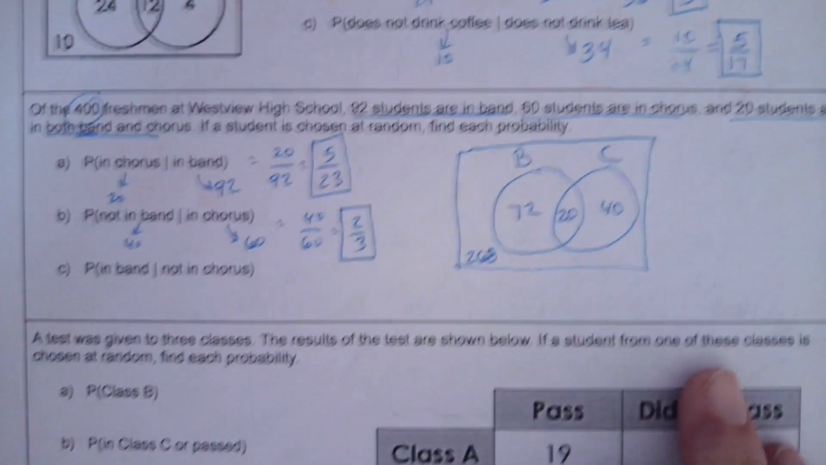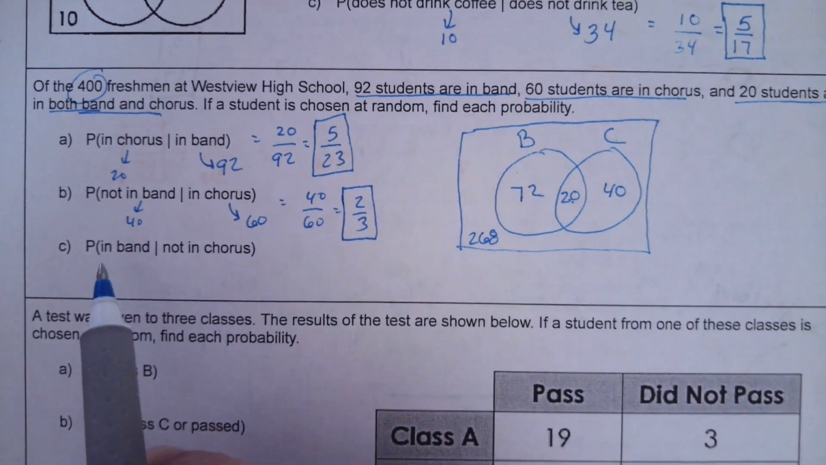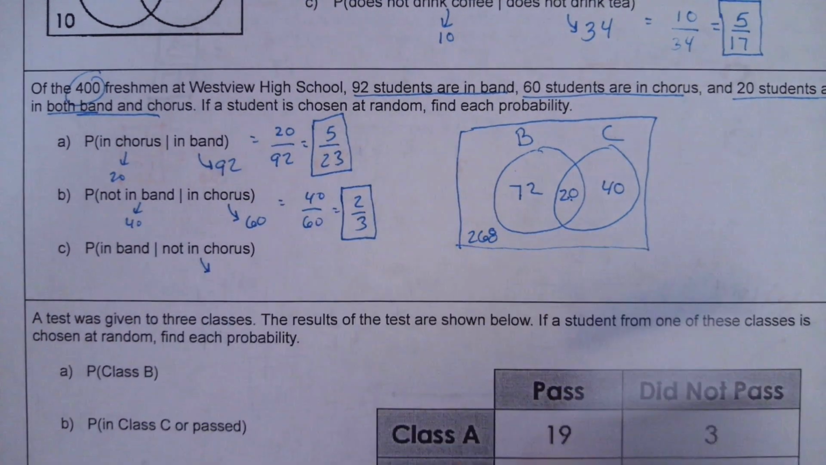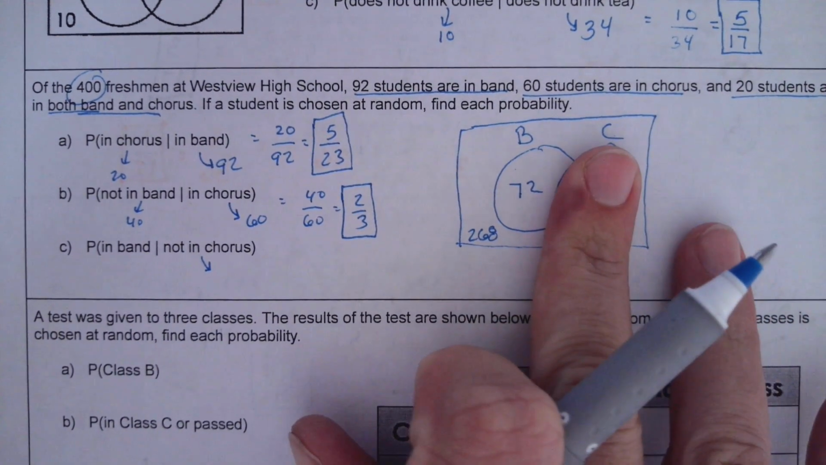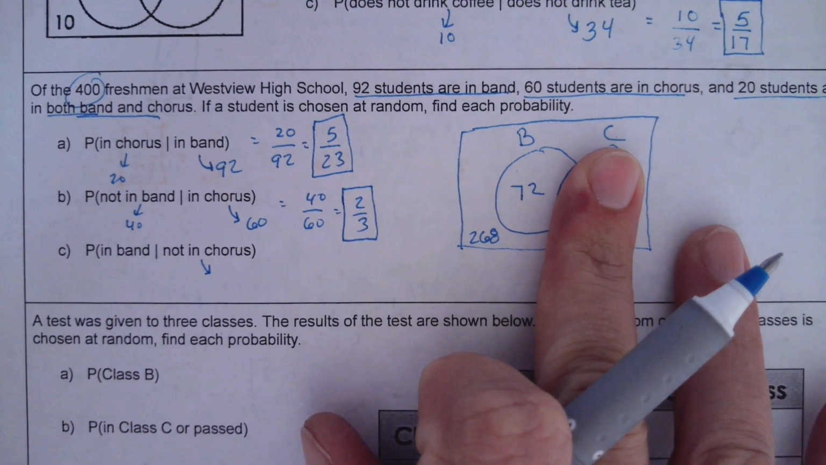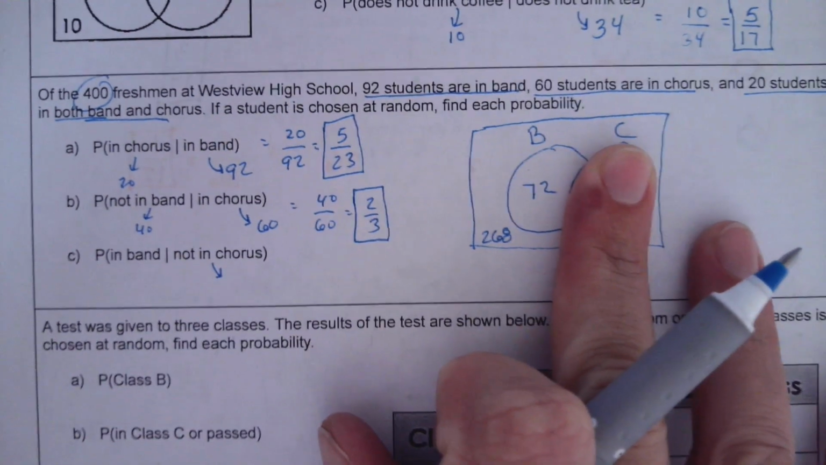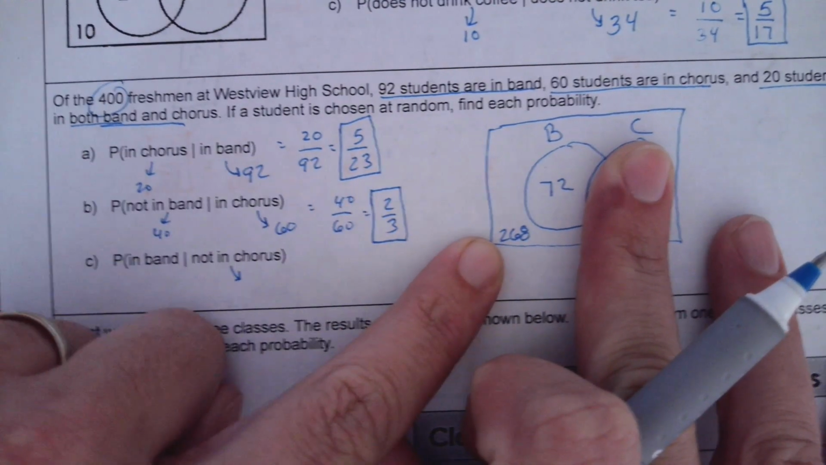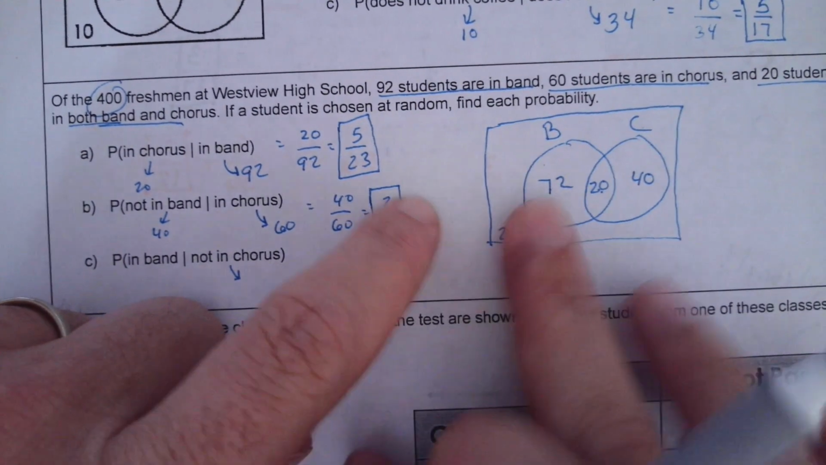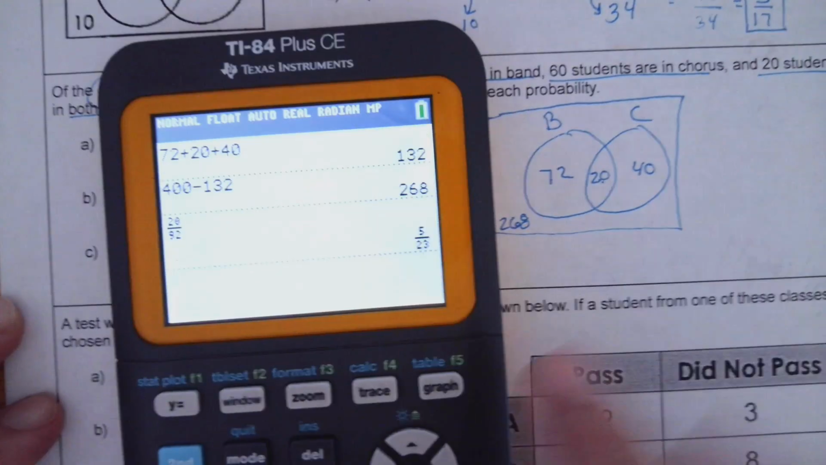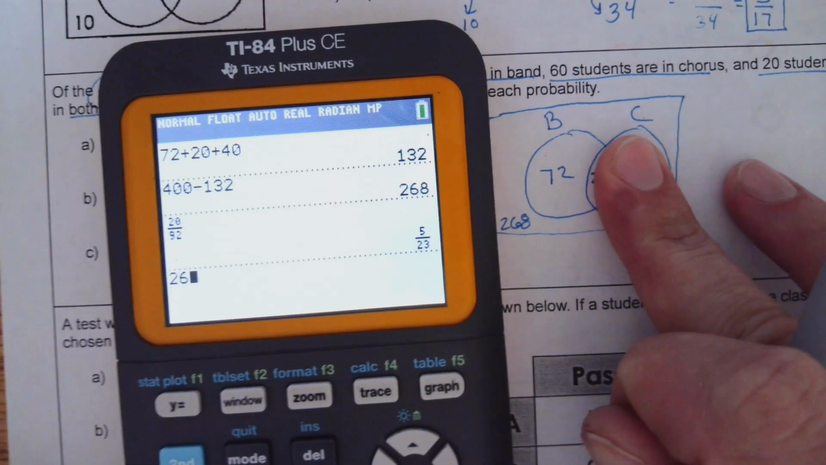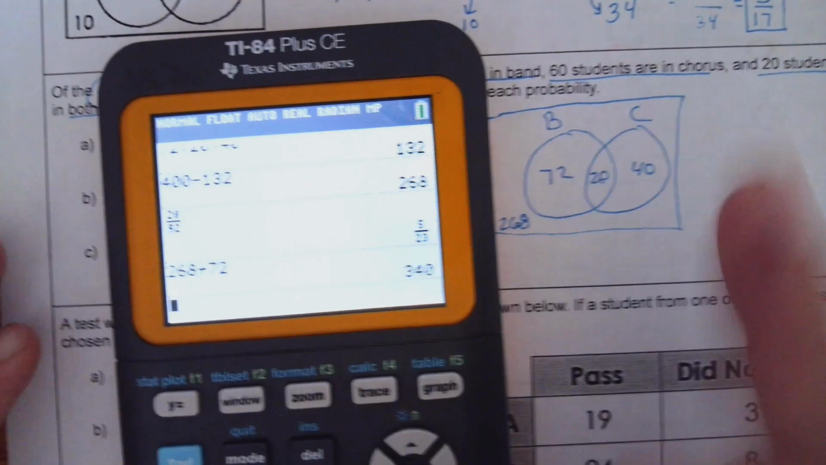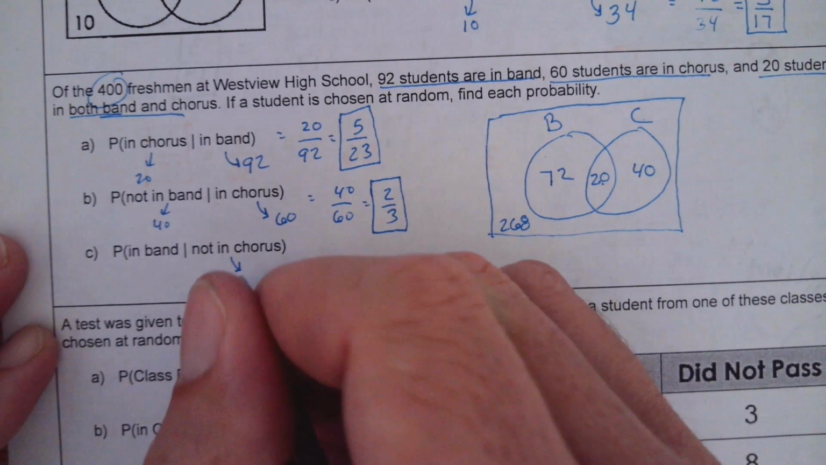All right, one more. What's the probability of being in the band given you're not in chorus? So no chorus at all. Now the tendency is to say 72, but these 268 are also not in chorus. So I've got to add these 2 together, and I don't care about the other 2, so I do 268 plus 72, which gives me 340. So I have 340 total students that are not in chorus.